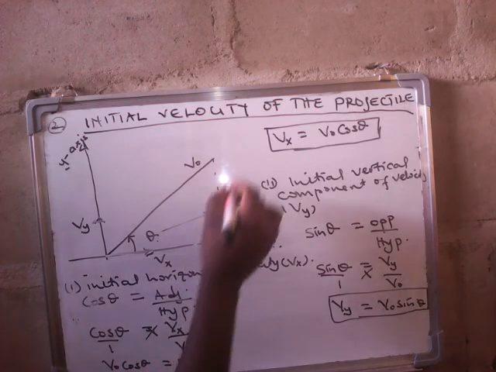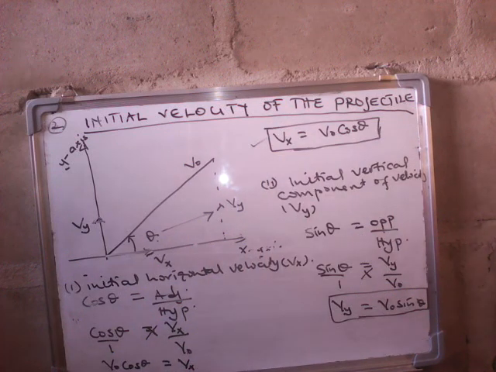So that is the expression of the initial vertical component of velocity. And this is the expression for the initial horizontal component of velocity. This is for the vertical.